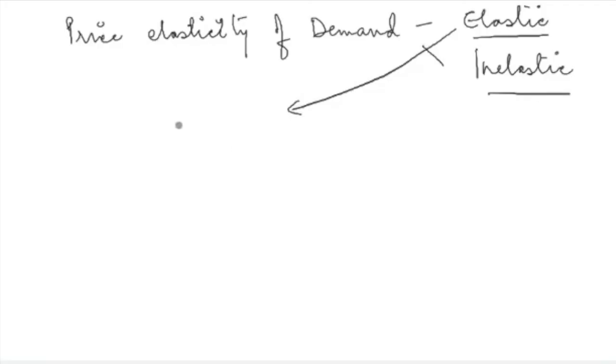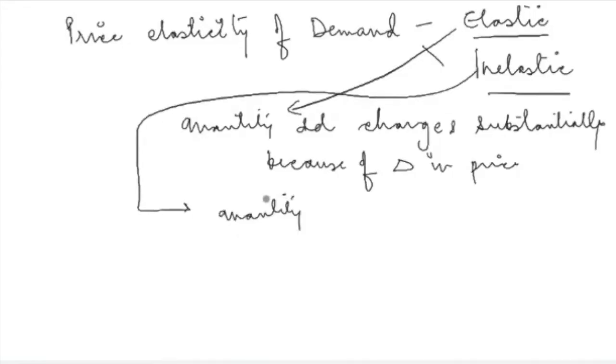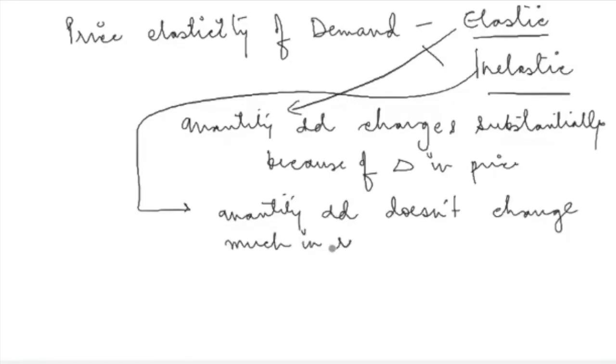Elastic demand curve का मतलब होता है जब quantity demanded में substantial change आए because of the changes in prices. When the quantity demanded changes substantially because of change in prices, then we call that as an elastic demand curve. An inelastic demand curve, on the other hand, would indicate the opposite, where the quantity demanded does not change much in response to prices.